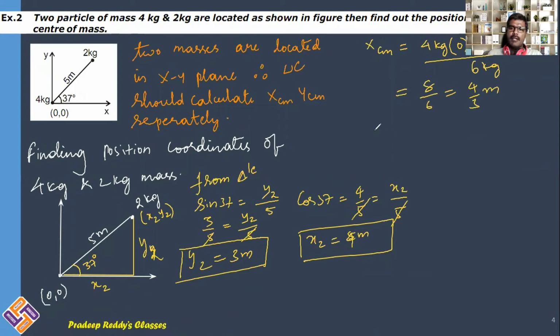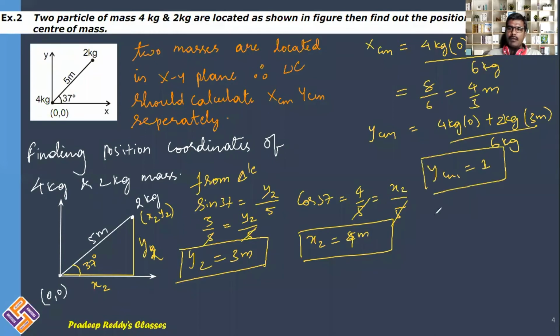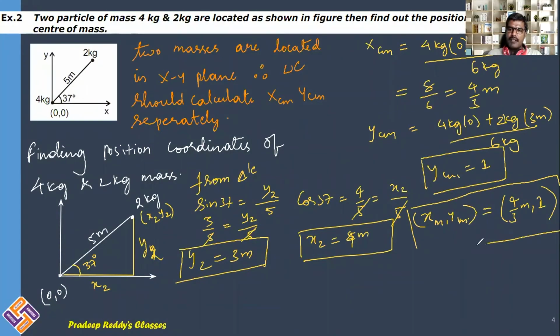This is XCM. Likewise, YCM can be written as 4 kg into 0 plus 2 kg. Along the y-axis, what is the value? 3 meter divided by 6 kg. 2 times 3 is 6, divided by 6. YCM is equal to 1. So we have got XCM and YCM. XCM comma YCM will be equal to 4 by 3 meter comma 1 meter. These are the position coordinates of the center of mass.